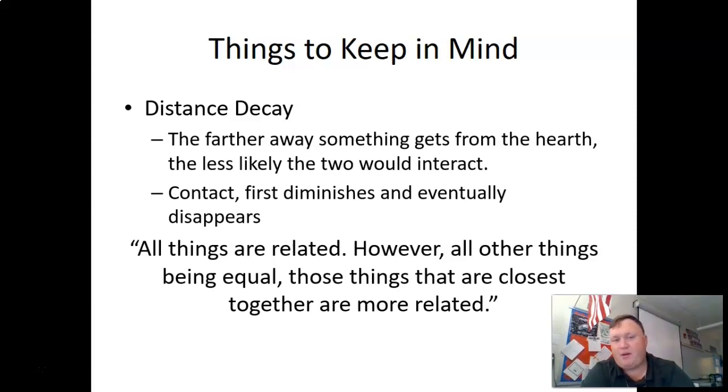The quote at the bottom mentions that all things are related. However, all other things being equal, those things that are closest together are more related. So you're going to see people be more related to each other based on location. You're going to see people from different parts of the state, or different parts of multiple states or regions, who have their own way of doing things, and you see that based on how close they are together.